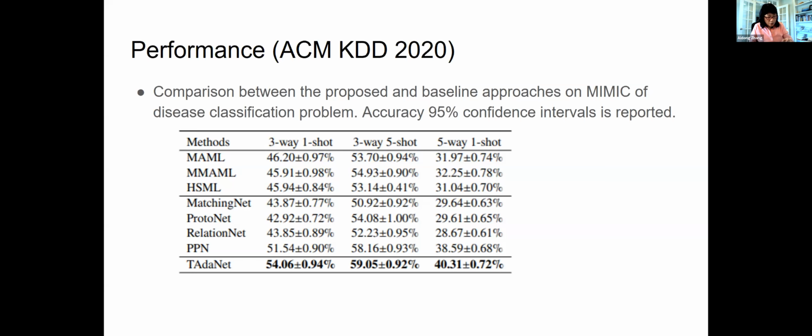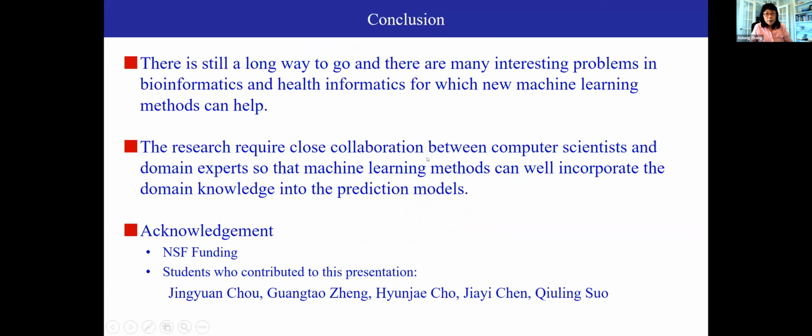So I just have a few minutes before the keynote speaker. So I just want to mention as a conclusion, I think there's still a long way to go, and there are many interesting problems in bioinformatics and health informatics. And I do think the close collaboration between the computer scientist and the domain expert is very crucial and important for effectively applying machine learning approaches in biology. So I will end my introduction there.